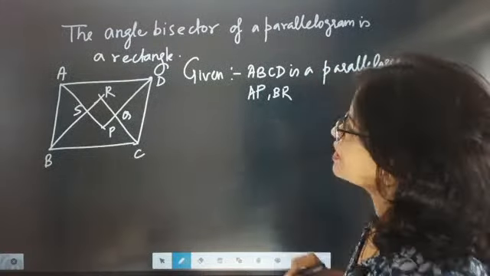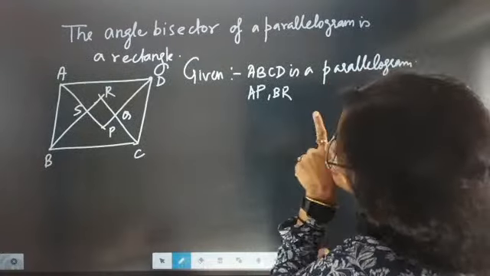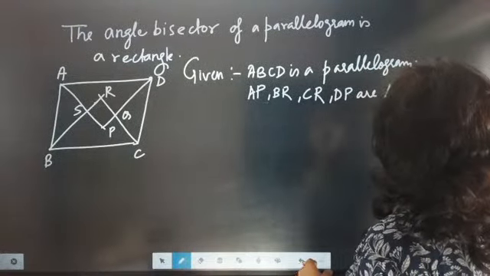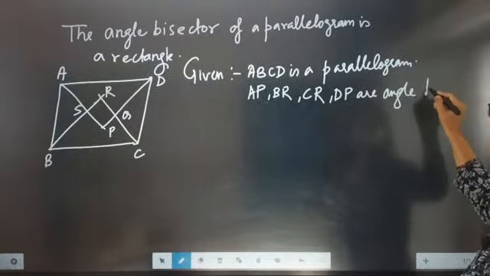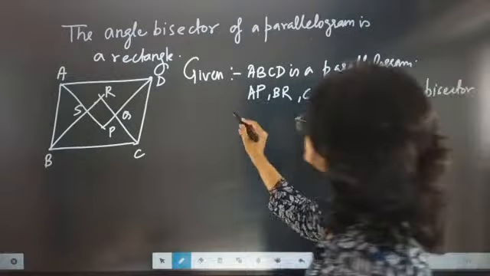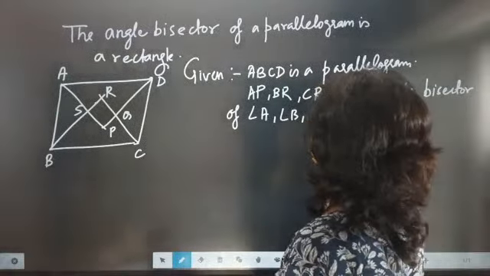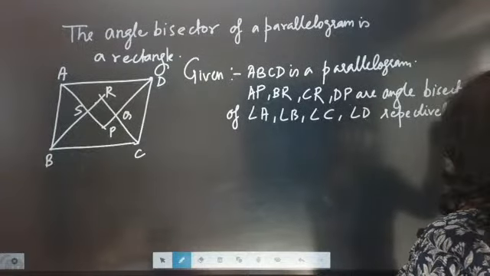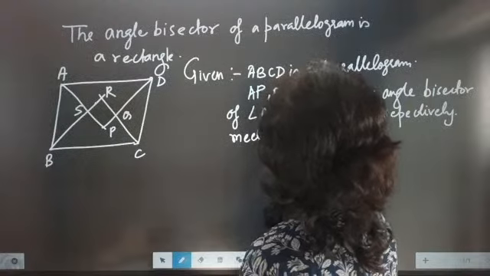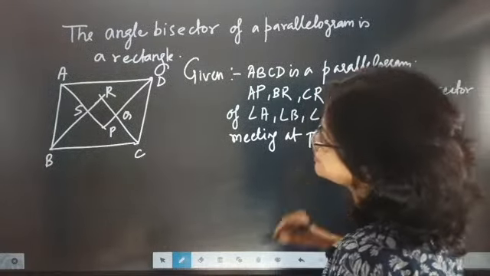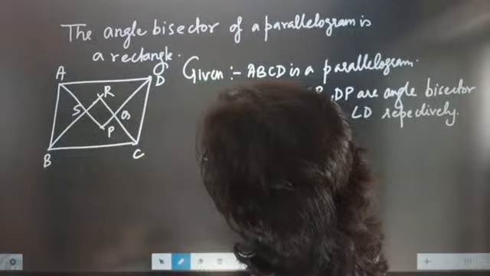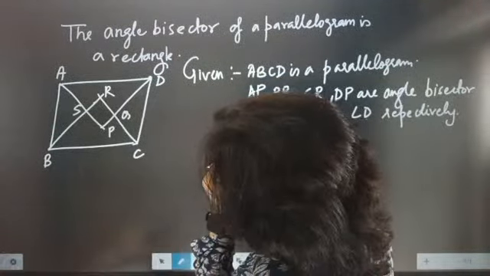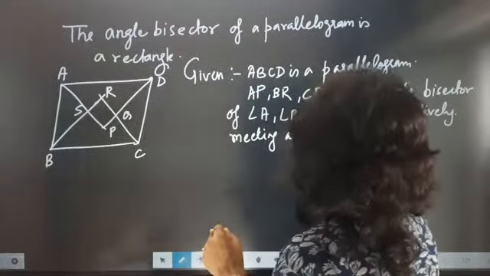AP, BR, CR, DP. Angle bisectors of angle A, angle B, angle C, angle D respectively, meeting at points P, Q, R, S, forming PQRS.